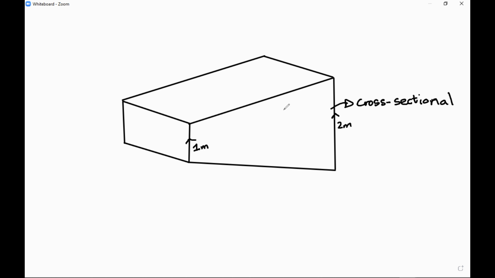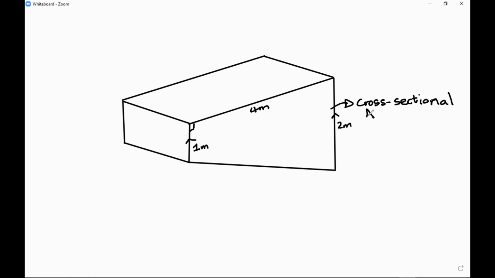And that cross-sectional area, this is going to be your a, that's going to be your b, and this is going to be your h, which we said was 4 meters. And the h, you notice it's 90 degrees to the a and the b. This is not the h. That's a slant height, right?